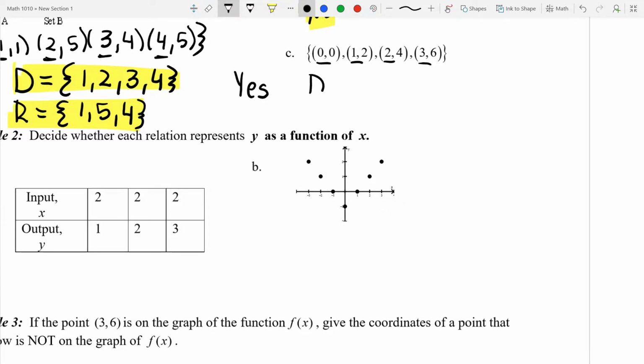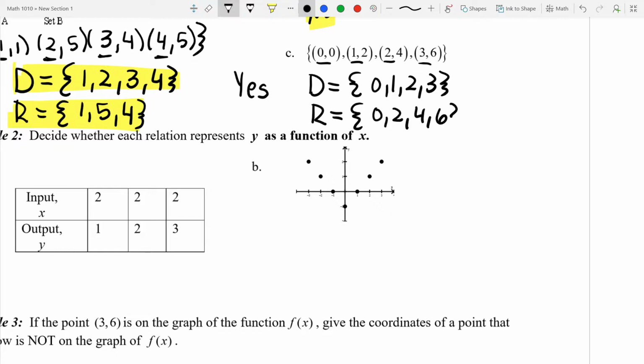Now we have to list the domain. So domain equals, put your brace, then go 0, 1, 2, 3 in any order. I love you to keep it in the same order because I want to grade quickly, but if you mixed them up, you would get credit. Range is all of the y's, which is 0, 2, 4, and 6. You're done, and everything's great.